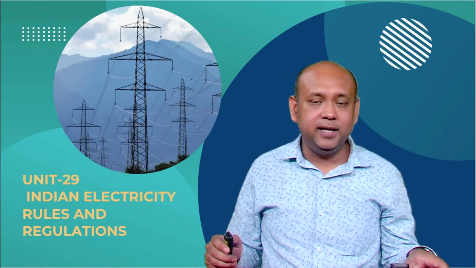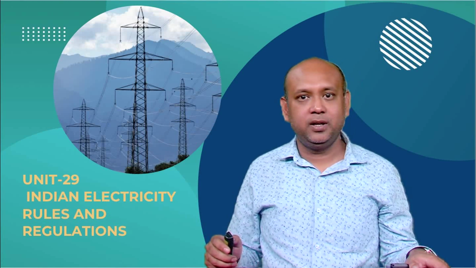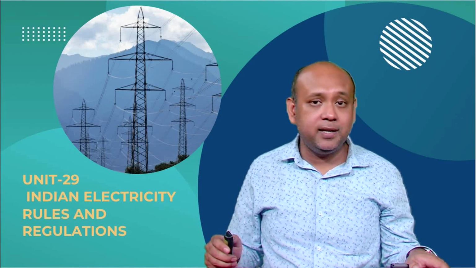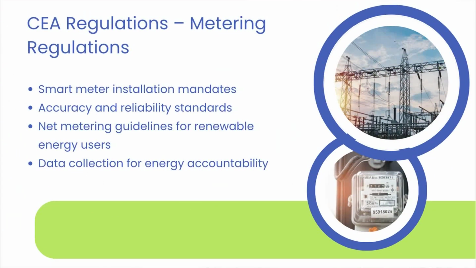Accurate metering is essential for billing transparency, energy accounting and fraud prevention. The CEA has established comprehensive regulations for metering across all sectors. Key provisions include mandatory installation of smart meters to enhance energy tracking and efficiency, standards for accuracy and reliability to ensure precise electricity measurement, net metering guidelines for consumers generating solar or other renewable energy, data collection and monitoring requirements to improve accountability and grid management.